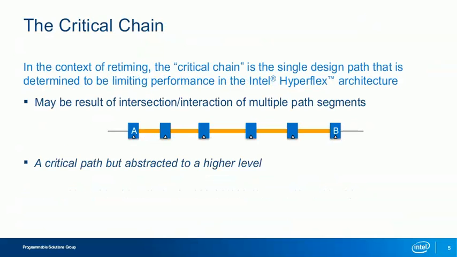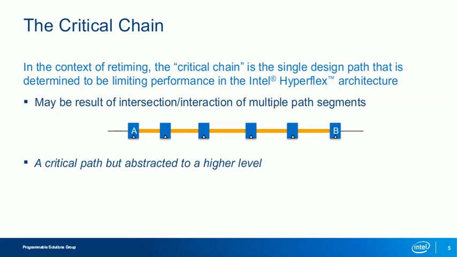The critical chain, in the context of retiming, is the single design path for which the Hyper Retimer can do no further optimization. In other words, the Hyper Retimer has spread out the registers along the path as much as it possibly can, but it cannot make the timing any better. So the path for which the Hyper Retimer fails to achieve a target clock speed is reported back as the critical chain. Note, the critical chain may be the result of an individual path, or it can be the result of an interaction between multiple paths. You can think of the critical chain as a critical path abstracted to a higher level.